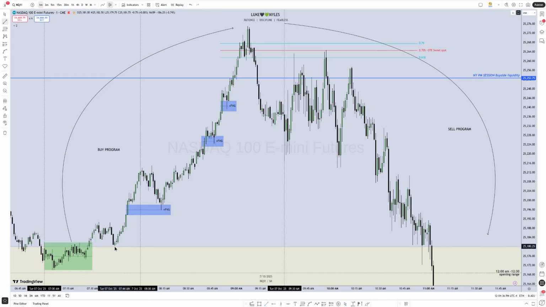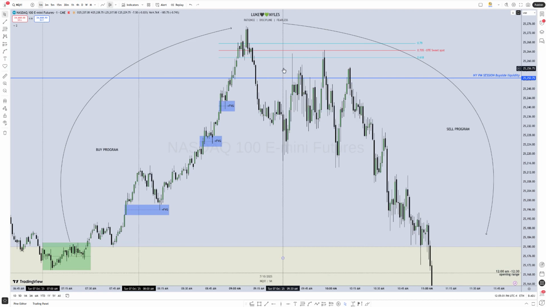Low risk buy right there. When we come back and tap the 12 AM to 12:30 opening range, we have reaccumulation. We have accumulation, reaccumulation. We continue, we accumulate, then going into the target. So we drop lower. You have your low risk sell at this breaker block right there.